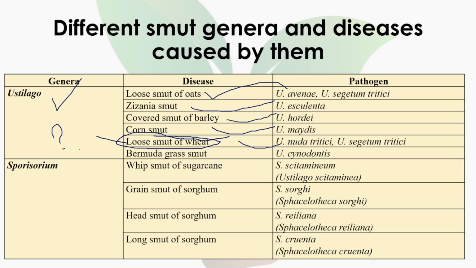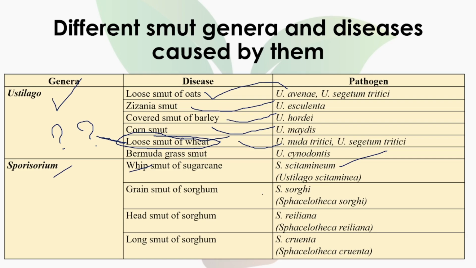It is an internally seed-borne pathogen, so it spreads through internally seed-borne infection. It is visible, audible, right? Yes, fine. So wheat loose smut is the best example of an internally seed-borne pathogen. Very important one. And Sporisorium, whip smut of sugarcane: now it is called Sporisorium scitamineum. The previous name is Ustilago scitaminea.